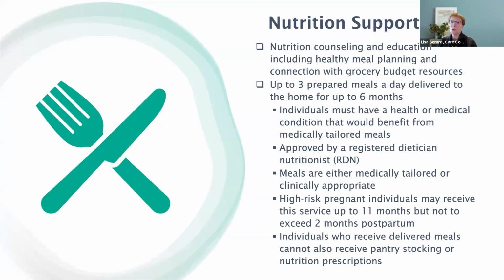Moving on to nutrition supports. So nutrition counseling and education, including meal planning in connection with budget resources for groceries. Delivered meals, up to 3 prepared meals may be delivered for a limited time of 6 months. The individuals must have a health or medical condition that will benefit from medically tailored meals. The meals must be approved by a registered dietitian nutritionist. For individuals who are high risk pregnant, they may receive the service for up to 11 months as opposed to the 6-month stipulation, but not to exceed 2 months postpartum.